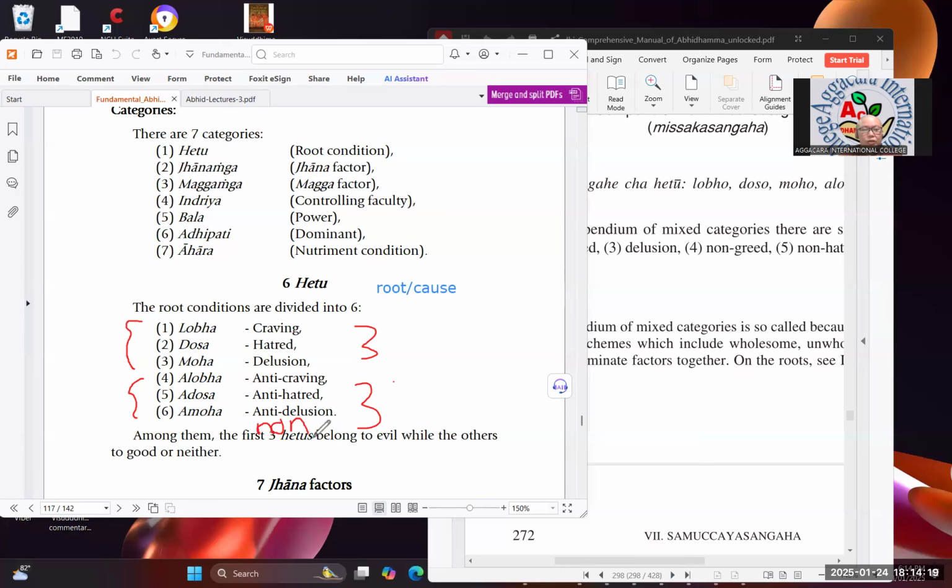Among them, the first three hetus belong to evil, which we call akusala. So you have to also write down akusala, and then this belongs to kusala. So we call it kusala hetu and akusala hetu. Unwholesome root, and this will be wholesome root. But remember the meaning of hetu is root or cause. Now, so far it's only this one, right? So we look at another book.